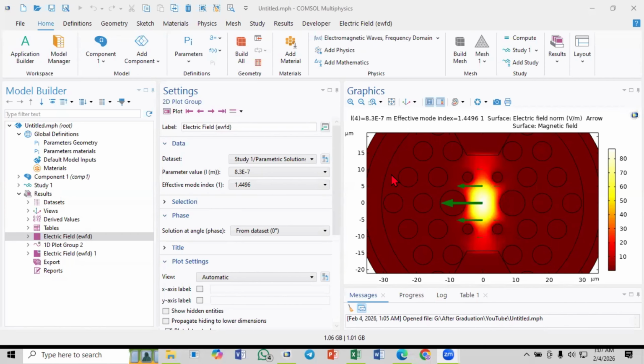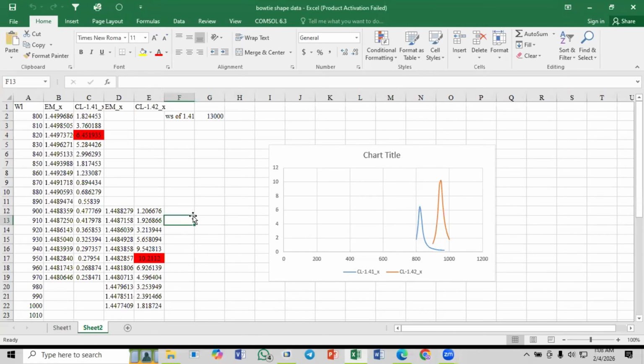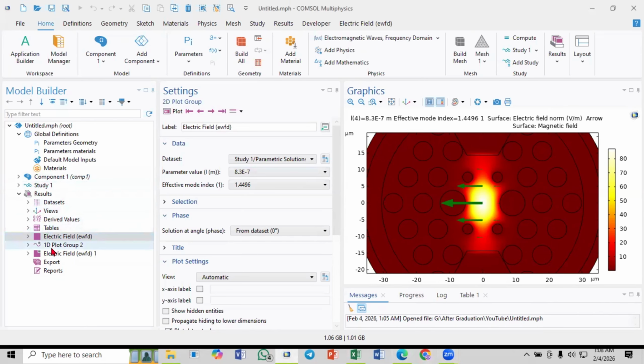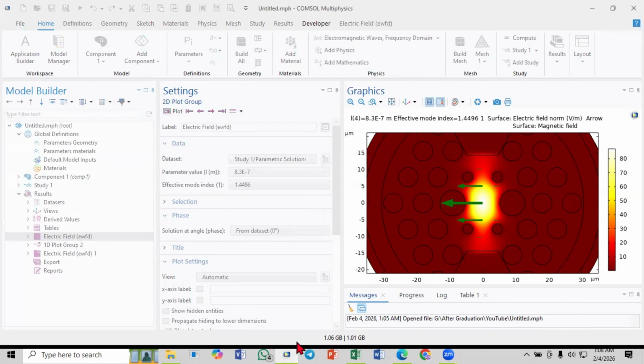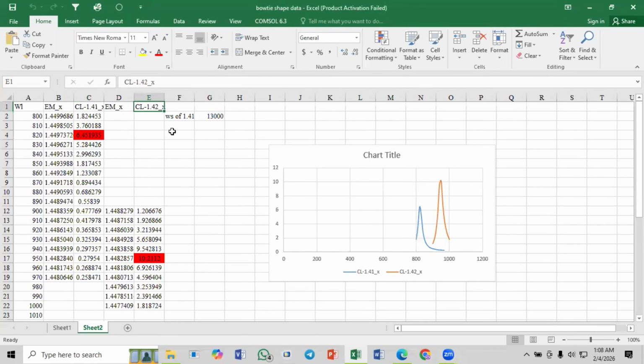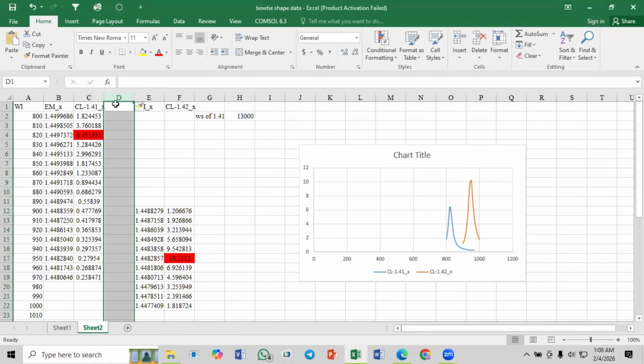Hi. So in our last video, we learned how we can calculate wavelength sensitivity. We simulated for 1.41 and 1.42, and we calculated the wavelength sensitivity for 1.41. And then I told you that we'll learn today how we can calculate the amplitude sensitivity, right?